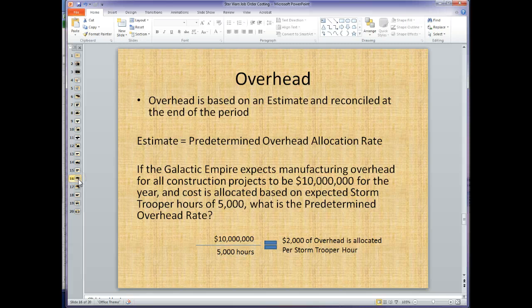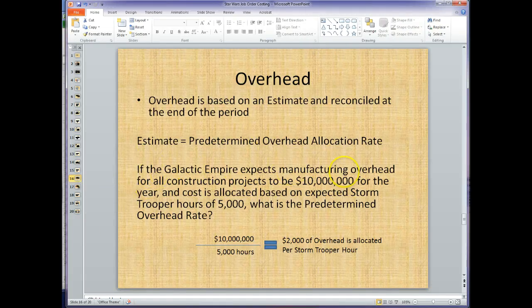Every organization gets to determine how they want to allocate their own overhead, but the Galactic Empire here in Star Wars decided to allocate overhead based on Stormtrooper direct labor hours. All right, fair enough, they can do that. And remember, now with overhead, and I'm sure you got this in the textbook, you have to estimate it, right? We don't know what actual overhead's going to be till the end of the period, so we have to come up with a predetermined rate so that we can get the costs sort of similar.